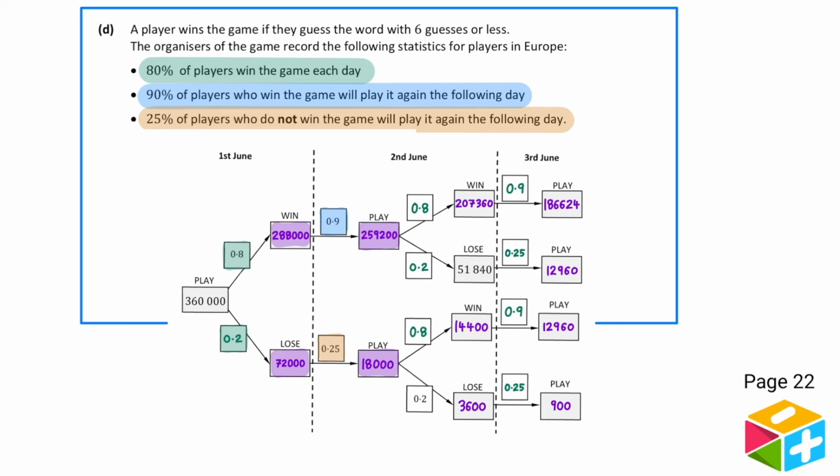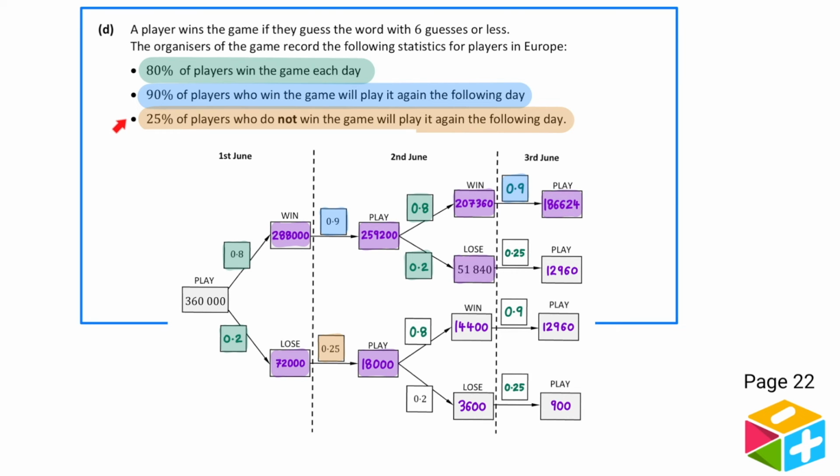Starting with the upper half, of the 259,200 people who played on the 2nd of June, 80% or 0.8 will win, and 20% or 0.2 will lose. We can multiply by these probabilities to get the number of players who win and lose. Remember, 90% of players who win will play again the following day. So if we have a box labelled win, we should multiply by 0.9 to find the number of those players who play the following day.